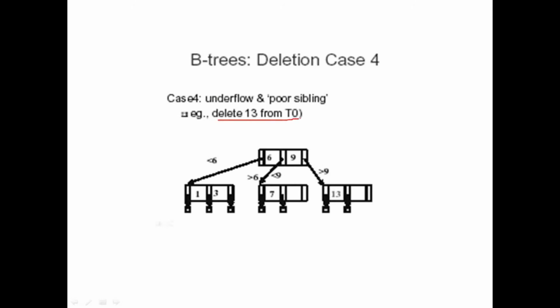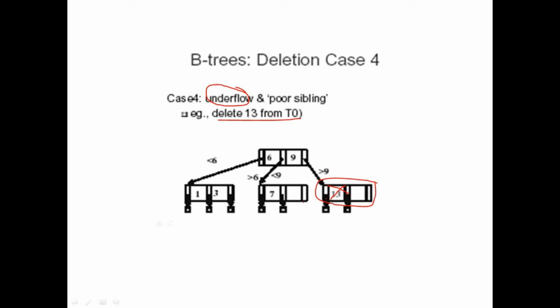Here delete 13 from the given tree T0. So here we want to delete 13 from the tree. Now if you delete this 13 from the key, you can see there are no elements in the node. So this is the underflow condition. Now how to overcome this underflow condition? So here you have to see whether its sibling is a poor sibling or a rich sibling.